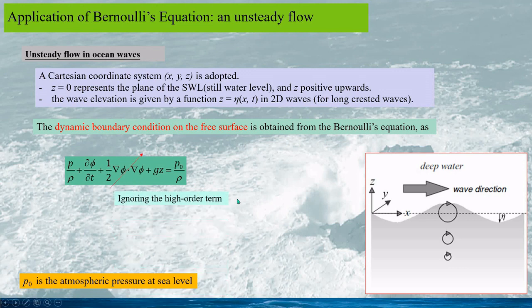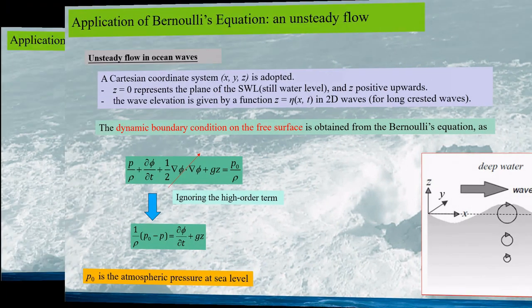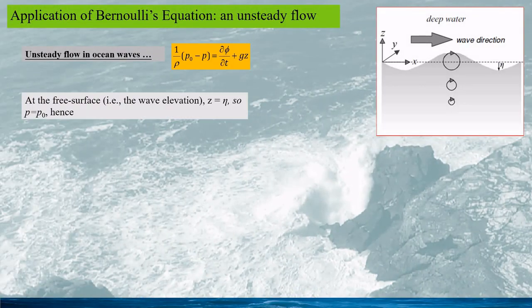By dropping the higher order components, we can have the linearized dynamic boundary condition for the wave elevation. So at the free surface, that is at the wave elevation, z equals eta, where the pressure P is equal to P0. As such, we can obtain the wave elevation eta given by this mathematical equation. It can be seen here, the wave elevation can be calculated with the differentiation of the velocity potential function with regard to time.